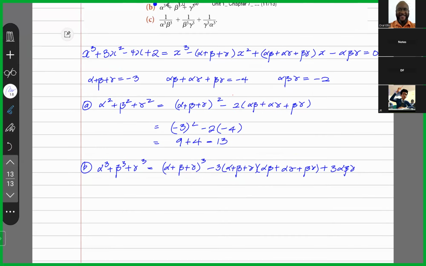All right, so the answer here, this would be minus 3 cubed minus 3 times minus 3 times minus 4 plus 3 times minus 2. So this is 27. What is this? Minus 36. Minus 36 minus 6. So this is what? Minus 9 minus 6. The answer here is minus 15.